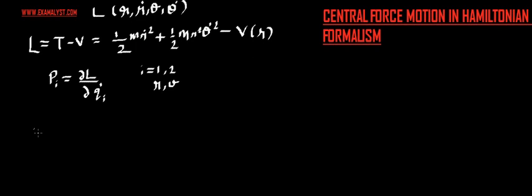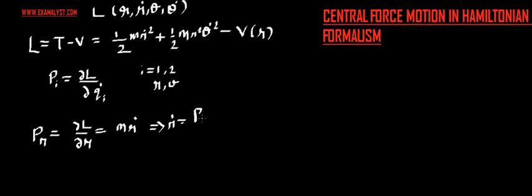Okay, so what is P of r? P of r is del L divided by del r dot. So substitute the value of L and you will find it is equal to m r dot. Now what do you get from here? So you get r dot is equal to the momentum along the radial direction, P_r, divided by m.